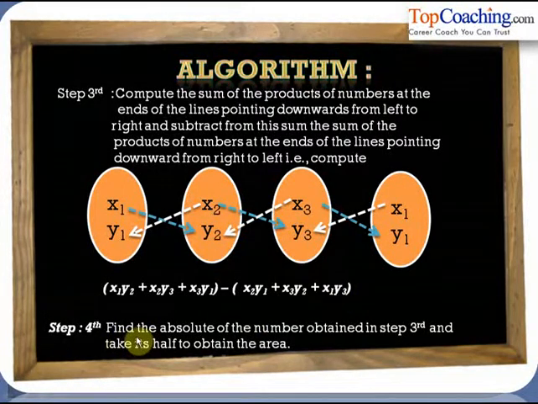And in the fourth and final step, find the absolute value of the number obtained in step 3 and take its half to obtain the area. Whatever value we get in step 3, we take the absolute or positive value of this expression, and then we multiply it by 1/2, or just make it half. The resultant value is the area of triangle ABC with the coordinates x1 y1, x2 y2 and x3 y3. So this is the algorithm to find the area of any triangle ABC.